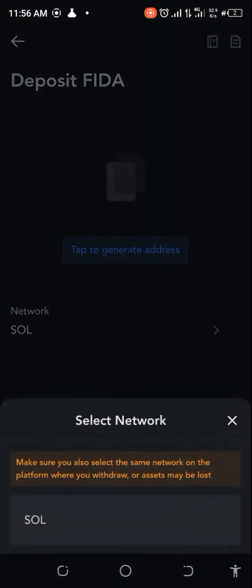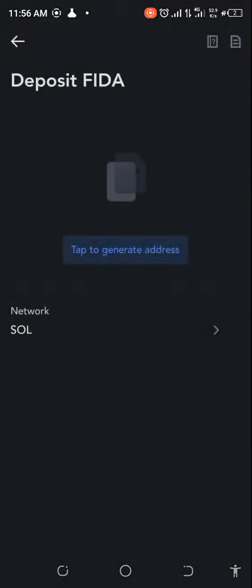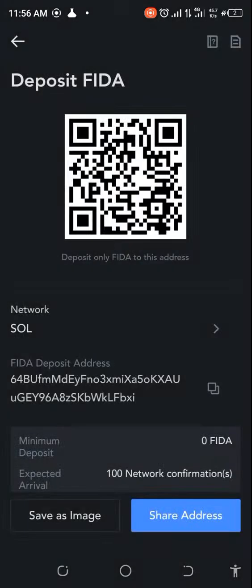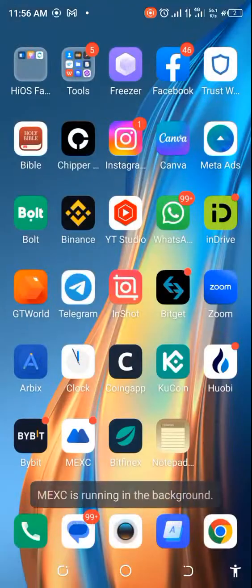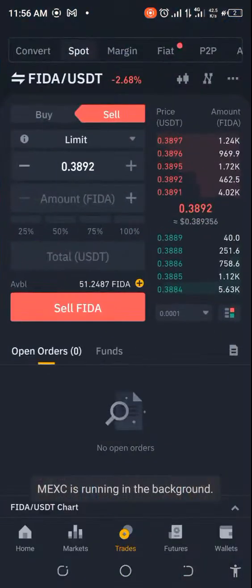Okay, so it says that we need to tap to generate. Okay, so then this is the address. So let's quickly copy that. All right, so I've copied it. So I go over to my Binance.